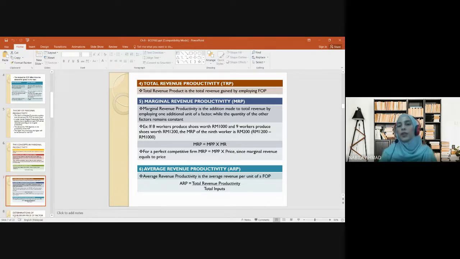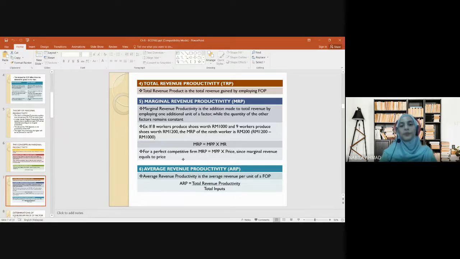And then marginal revenue productivity, MRP, addition made to the revenue by employing one additional unit of labor or factor while the quantity of other factor remain constant. So ini adalah macam marginal revenue lah. So change in the marginal total revenue product bahagi dengan change in labor. Right, so contohnya 8 worker produce RM1,000 worth of shoes and 9 workers produce RM1,200 worth of shoes. Jadi berapakah MRP? So 1,200 minus 1,000 divided by 1, it is 200.